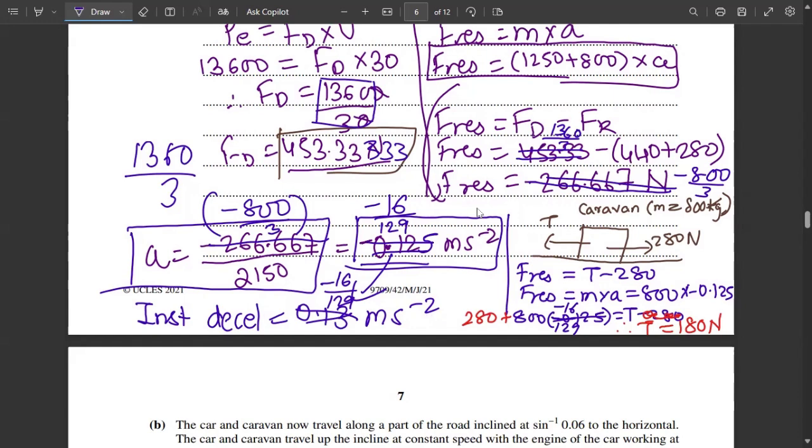So the answer for tension I'm getting is 175.5. I hope you recognize the error. The error was I rounded off in between the question. You can't round it off. We have to write it in the simplified form, in the fractional form.